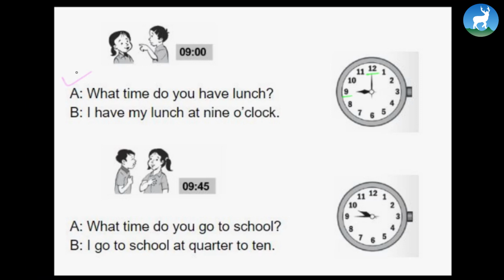And let's look at this clock. The hour hand is pointing slightly towards number 10, but it's not exactly number 10. And the minute hand is pointing towards number 9, so it's 15 minutes to 10. And we can even say it 9:45, or you can say 15 minutes to 10 or quarter to 10. Let's try this one. What time do you go to school? I go to school at 9:45. What time do you go to school? I go to school at 9:45.